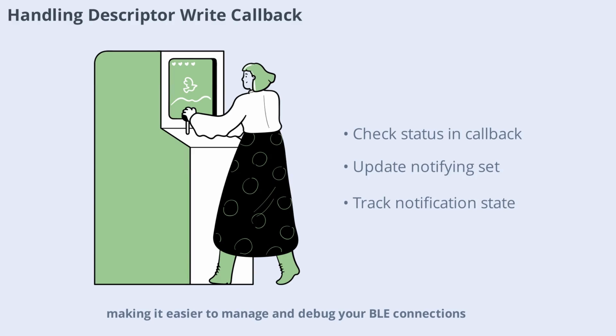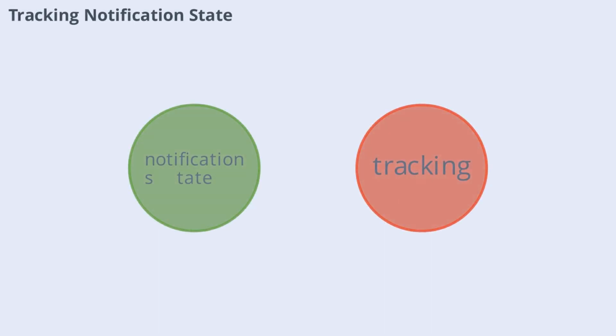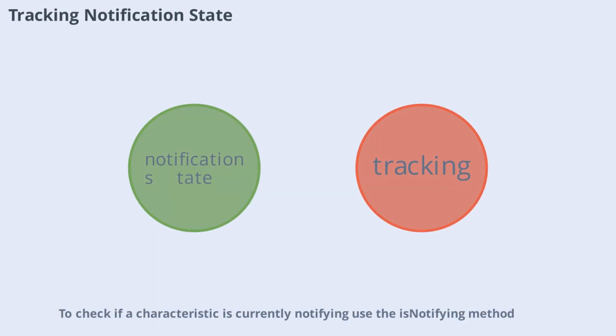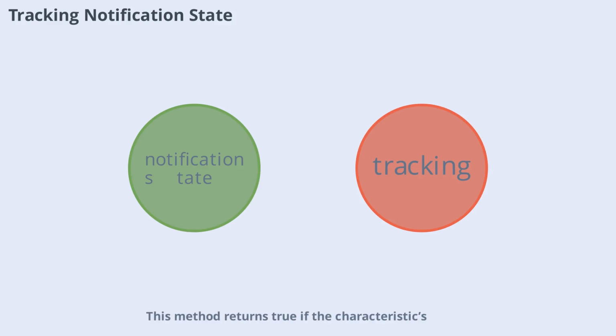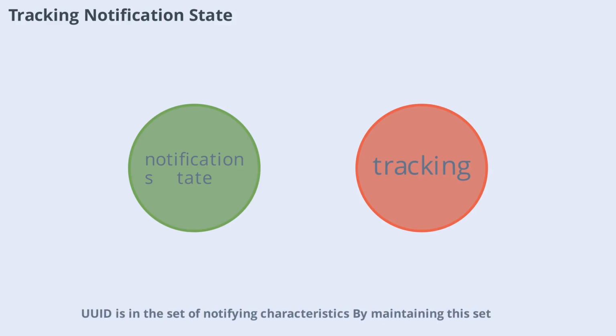Check if a characteristic is currently notifying. Use the isNotifying method. This method returns true if the characteristic's UUID is in the set of notifying characteristics. By maintaining the set, you can easily determine which characteristics are actively sending notifications. This is especially useful for managing multiple devices and ensuring that you only receive the data you need. Proper tracking of notification state is essential for efficient BLE communication.